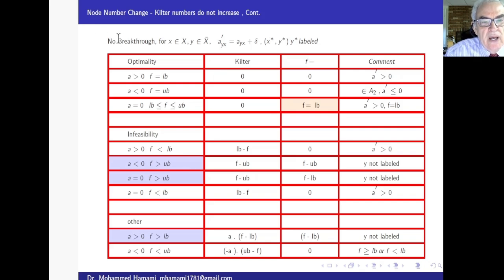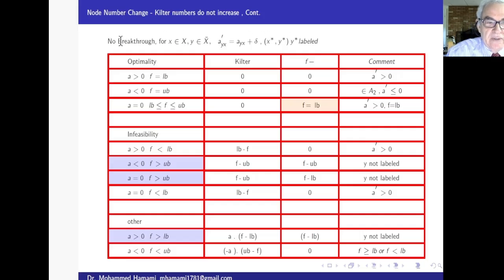Now we have to look at the other arcs from X bar to X, right? Yx. So the origin is unlabeled, and the destination is labeled. And of course, A prime of yx is equal to A of yx plus delta, because we increased the node number at y by delta. So before it was minus, now it's plus. And also the case where our original arc X star, Y star, when Y star is labeled. In other words, we started at Y star and we tried to find a path to X star. And this case corresponds to when we wanted to increase the flow from X star to Y star.